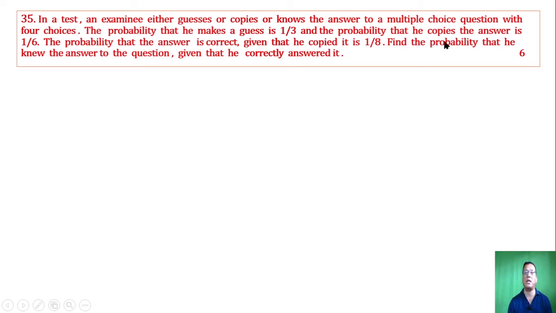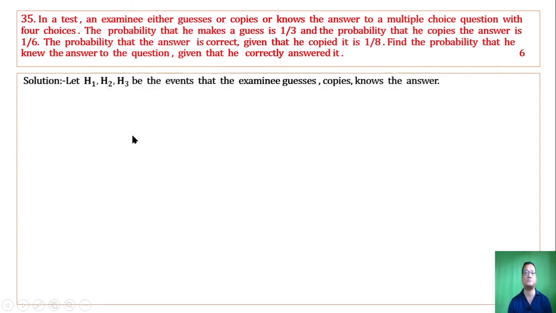The probability that he copies the answer is 1 by 6. The probability that the answer is correct given that he copied it is 1 by 8. Find the probability that he knew the answer to the question, given that he correctly answered it.